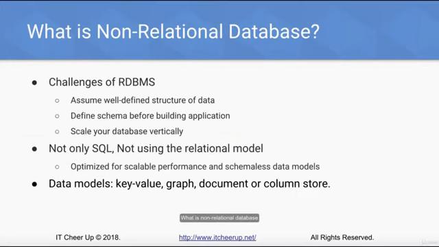What is a non-relational database? Before we talk about the definition, let's take a look at the challenges of a relational database. A relational database assumes a well-defined structure of data and assumes that the data is largely uniform. The relational database requires the schema of your application and its properties, such as columns, types, etc., to be defined upfront before building the application. This does not match well with agile development approaches for highly dynamic applications.